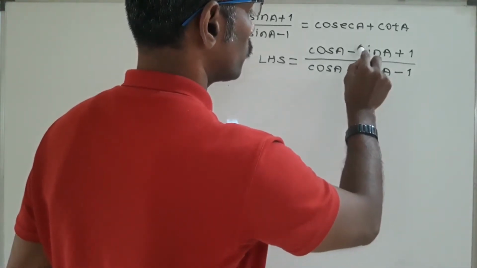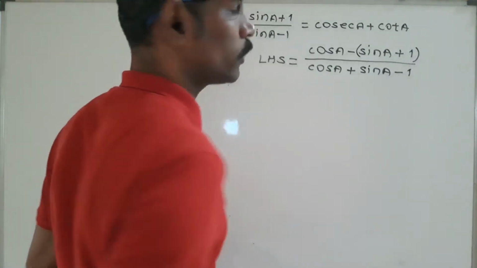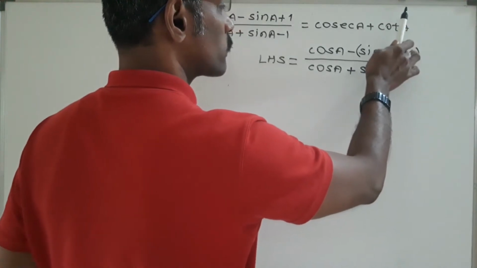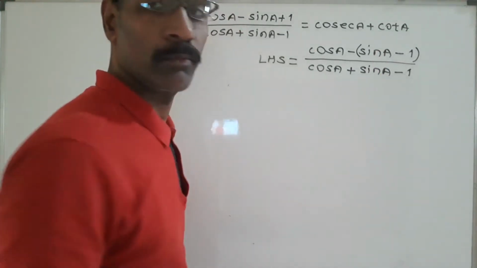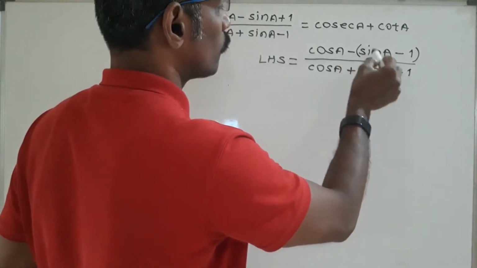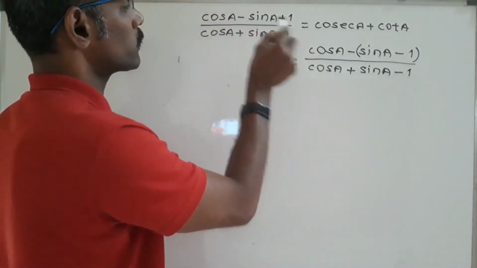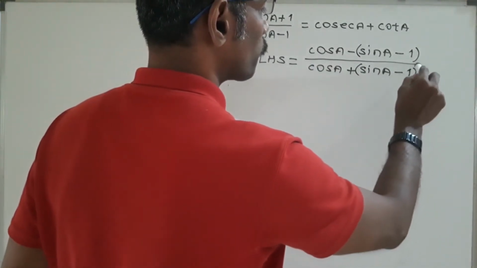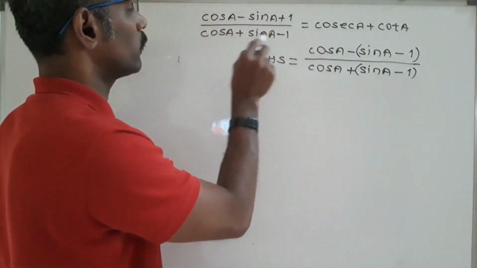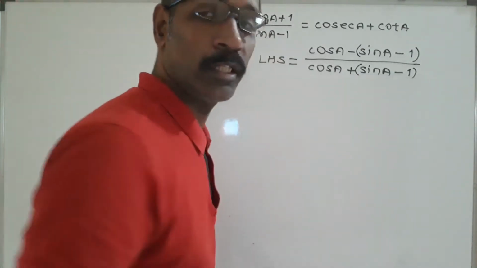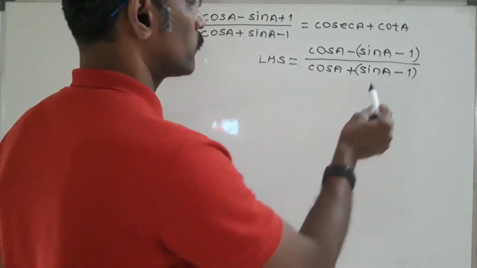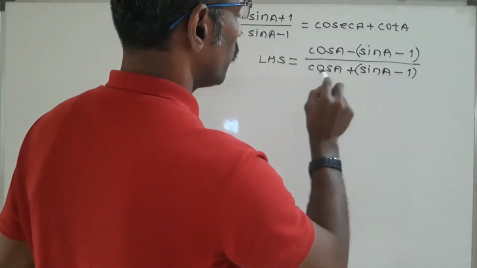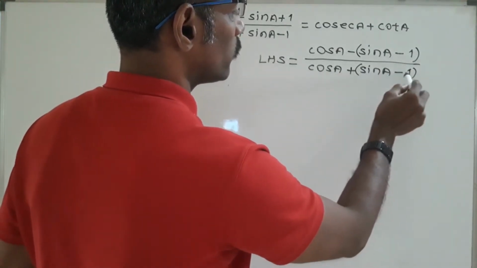When we put a bracket, the internal signs change. Plus becomes minus, and the minus becomes plus. Then we put a bracket here too, but because the sign outside is plus, there is no change in the inside signs. Therefore cos A − (sin A − 1) in the numerator, and cos A + (sin A − 1) in the denominator.